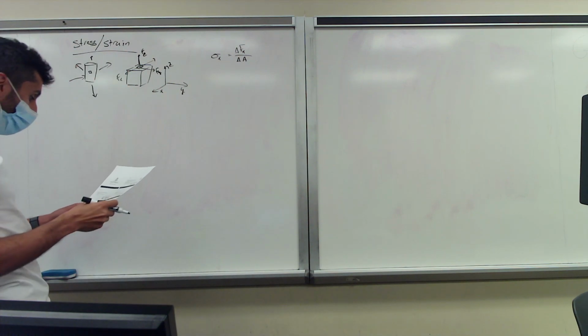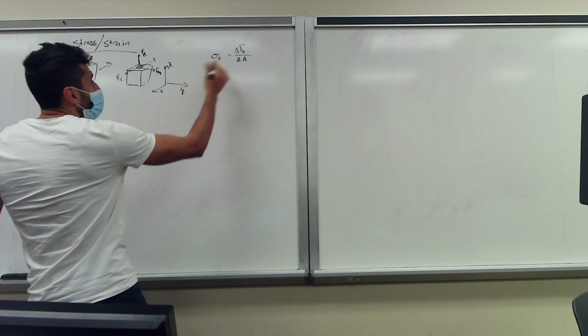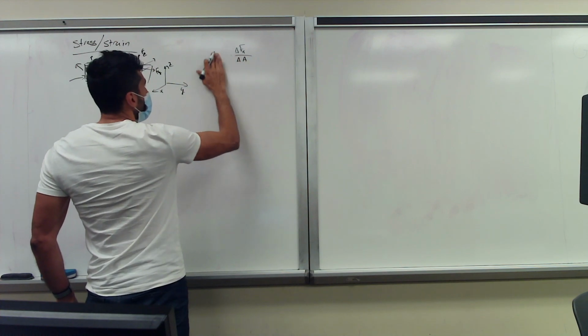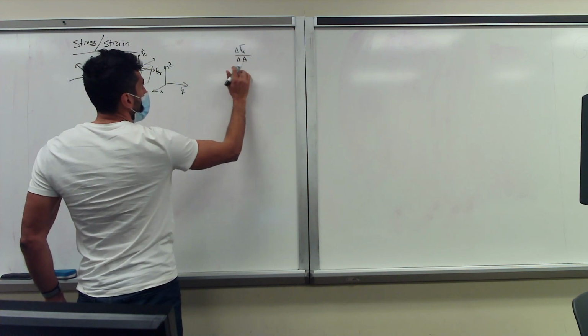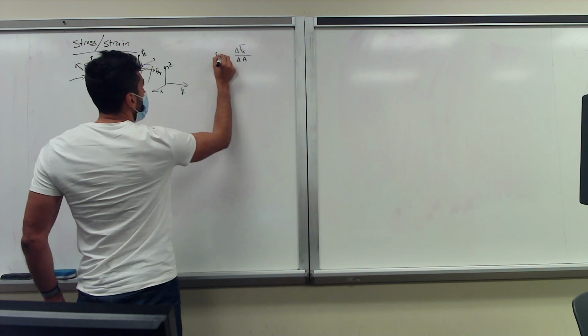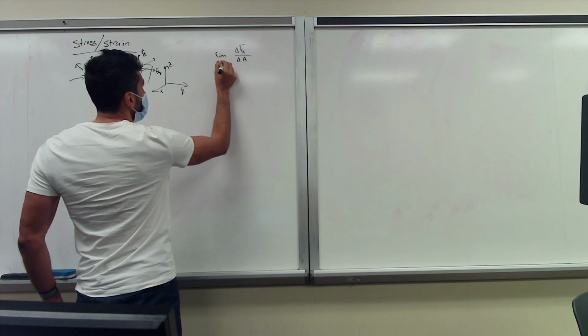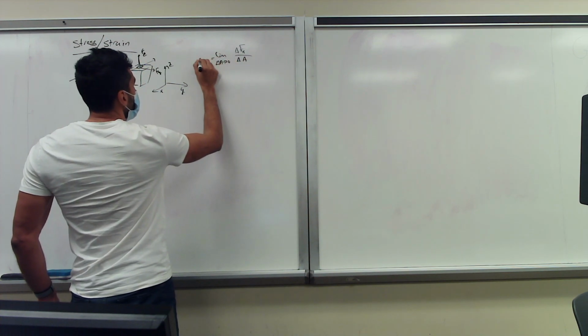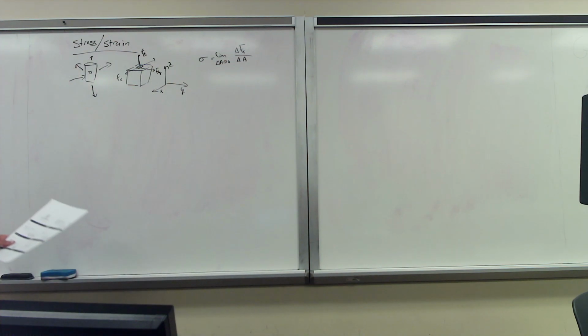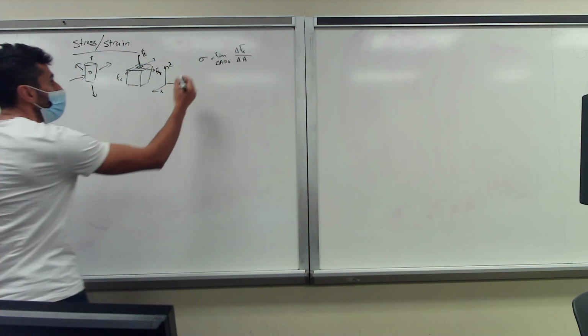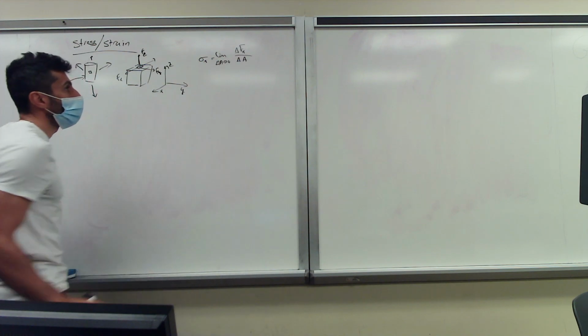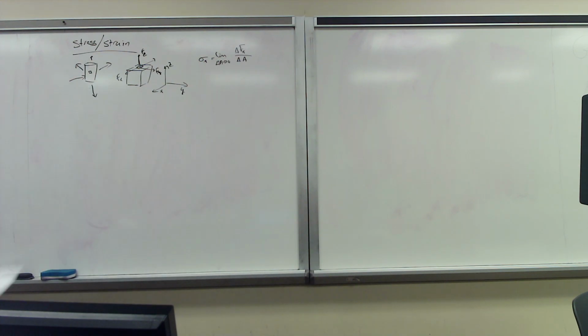And then of course we can take the limit as delta A goes to 0. That's our formal definition of sigma and stresses. So if we take the force in x, we get our stress in x. If we take the force in y, we get the stress in y, etc.